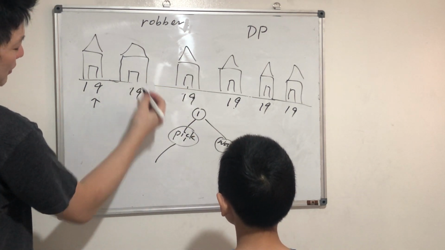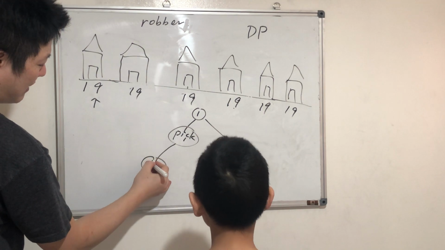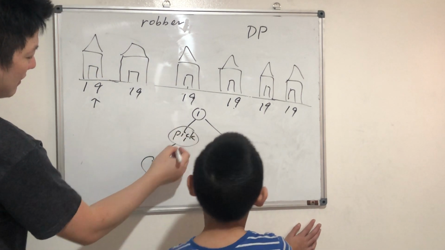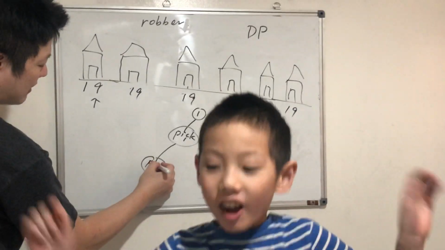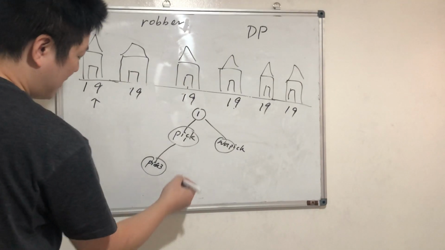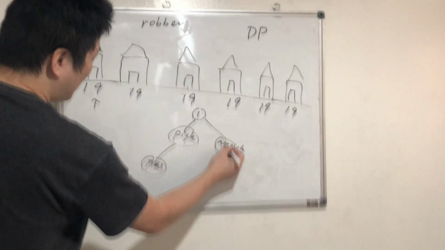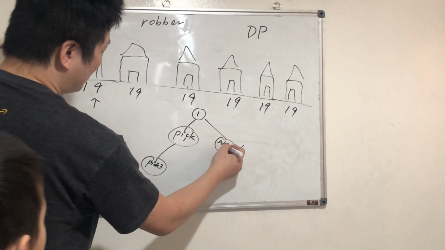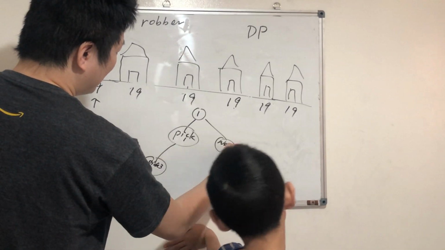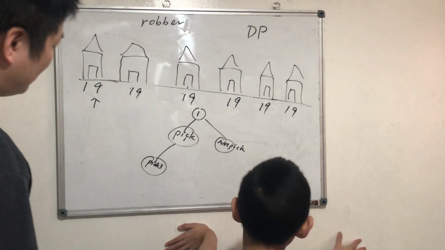When I pick the one, and the next one I will pick number 3. But I cannot pick number 2, right? I pick number 3, yeah? Pick 1. Then pick 3. Number 5. Pick 3. Pick 1. Not pick 1. And then what should I do with the not pick 1? Not pick. Don't pick 2.